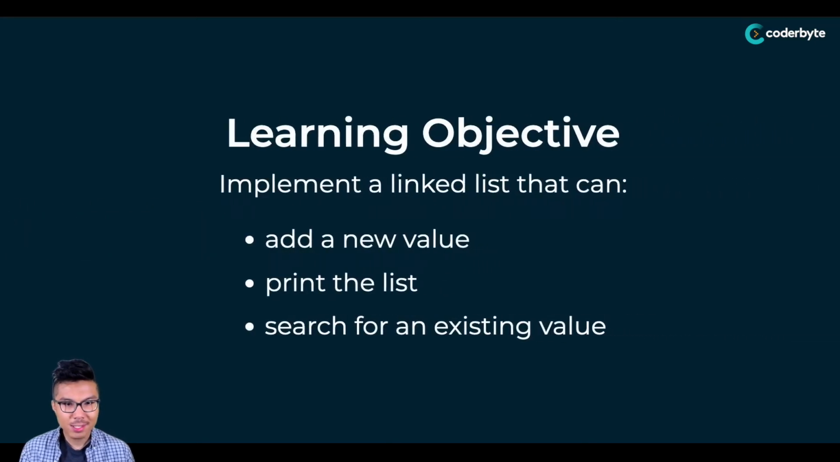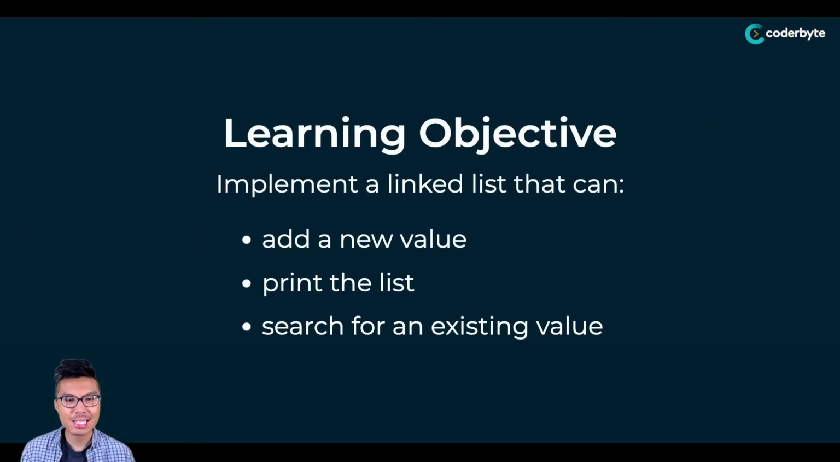So our objective for today is to, of course, build a simple linked list that supports a few basic operations. Mainly, I want to implement a linked list that can add a new value into the list, as well as print all the values in the list, and also search for an existing value of that list. I think one of the best ways we can learn a new data structure deeply is to build it from scratch, so that'll be our goal for today.